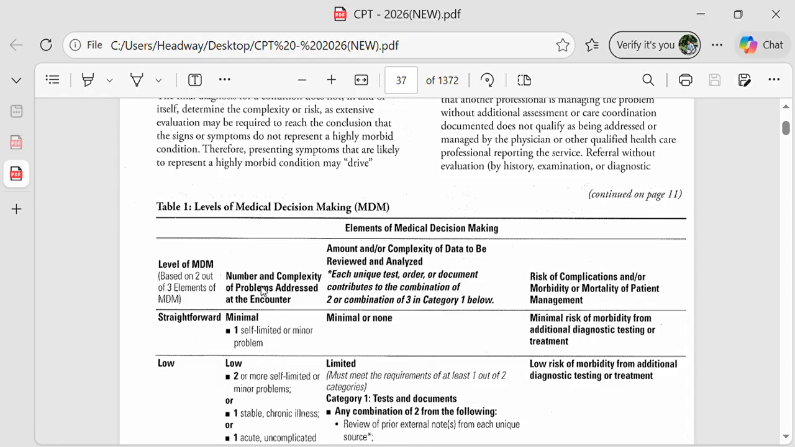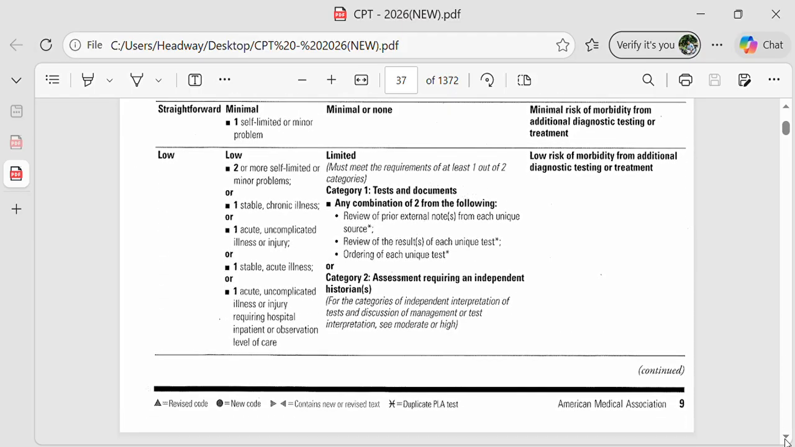This is about the disease, what is there in the data. I will show you examples. In the low level, I am showing you what is there in the COPA. Self-limited or minor problem. So here the problem is a minor problem, stable or chronic illness, acute or uncomplicated. So these are about the low level. COPA is low.